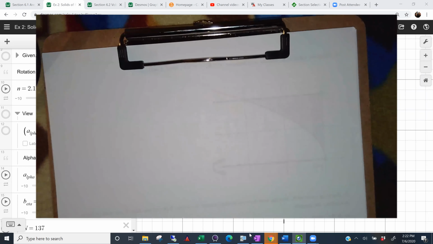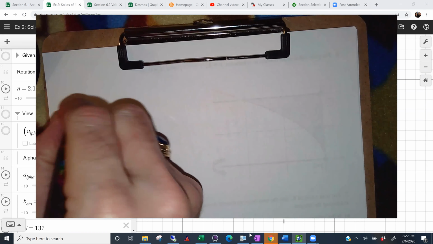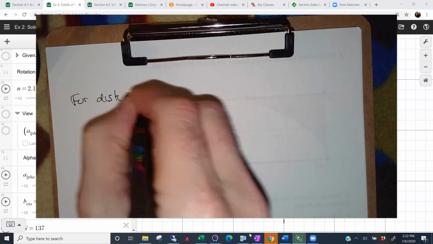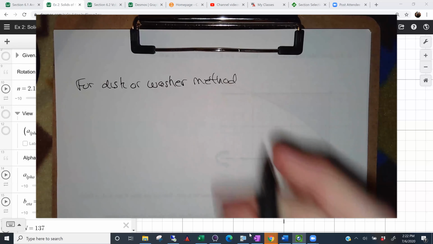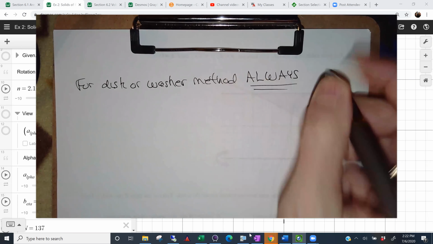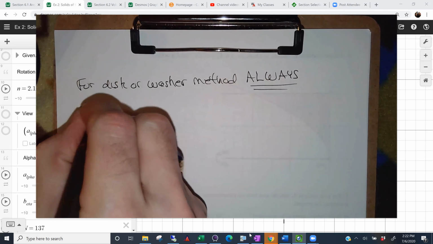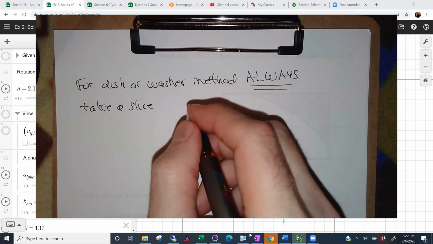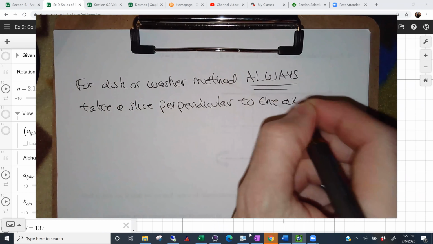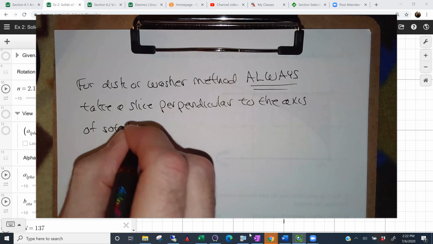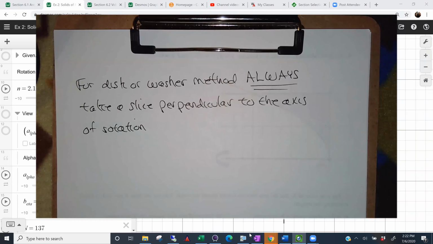And one thing I want to be clear about right now is that when you're doing the disc or washer method, which is coming up soon, we haven't done one by washer method yet. Always. So the caps is my way of screaming this into your notes. Always take a slice perpendicular to the axis of rotation. So if you're rotating something around the x-axis, you're going to take a dx slice. If you're rotating something around the y-axis, it means you're going to take a dy slice. It always has to be perpendicular to your axis of rotation. That's huge.